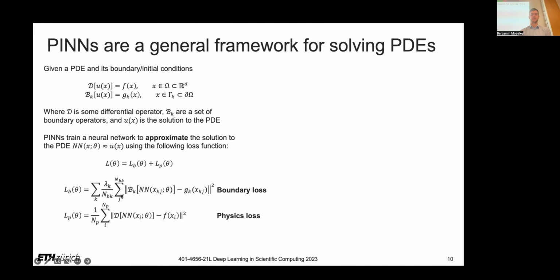If we look at the expression of those terms, the boundary loss is applying those boundary operators to the neural network and minimizing the difference from g, which would be the labels of the solution, the examples of the solution. And then the physics loss is applying the residual of the PDE.